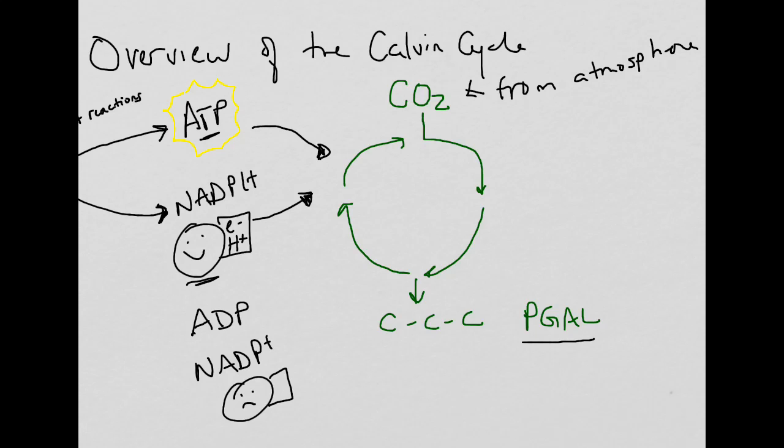Okay, well, we know that that's not sugar, and I keep saying that the Calvin cycle makes sugar or makes glucose, so you have to actually attach 2 pGals. So 2 pGals equals 1 glucose. So pGal plus pGal equals C6H12O6, which is glucose.